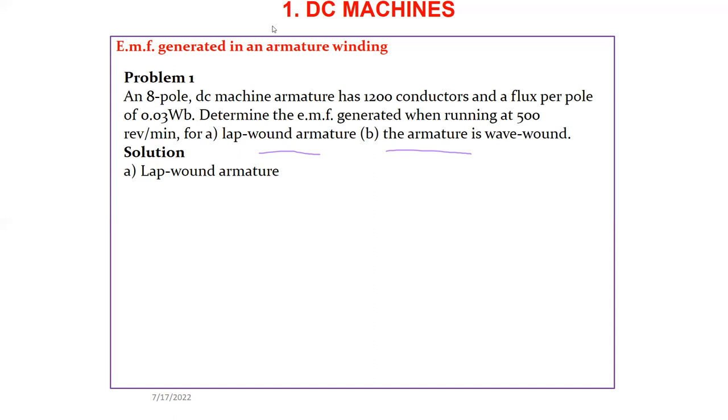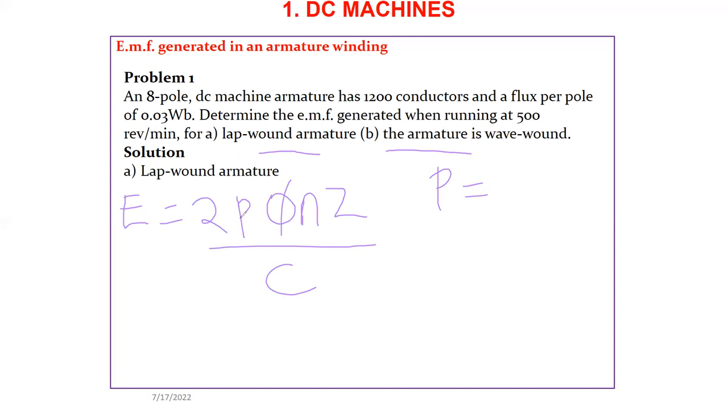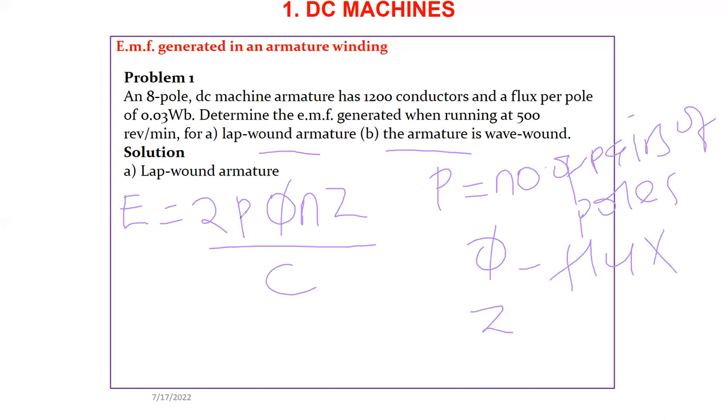And we know that the EMF generated is equal to 2P phi N Z divided by C. In this case, P is equal to the number of pairs of poles. Phi is the flux. Z is the number of armature conductors. And N is equal to the speed in revolutions per second. C represents either a lap wound or a wave wound.